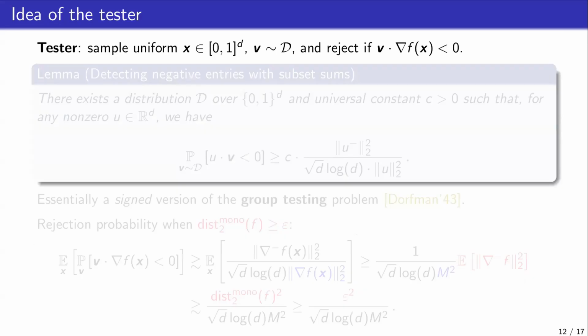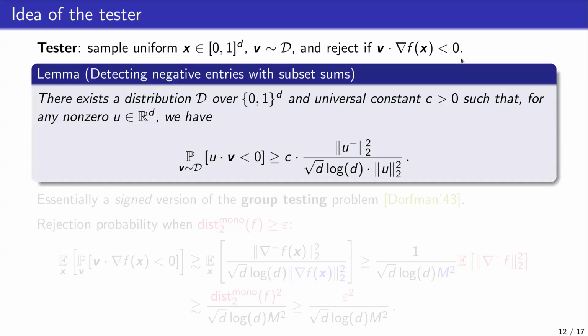Okay, so I want to just tell you a little bit about how this tester works. The tester is very simple. It picks a point uniformly at random in the cube, and it picks a direction v that is going to be coming from a certain distribution that I'll tell you about in a second, and it rejects if and only if f is decreasing in the direction v. Okay, so it's similar to the edge tester in that sense. It tries to find a place where f is violating monotonicity.